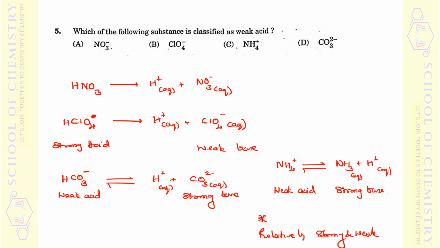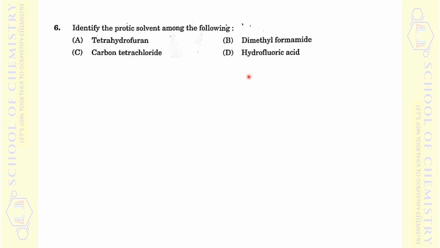Let's move on to the next question. Again, a simple question. The first few questions, maybe the first 10 questions, were really simple. Identify the protic solvent among the following. You should just know the structures of these four species, and based on that, if you know which can be identified as a protic solvent, it can easily be done. So let's just see the structures.